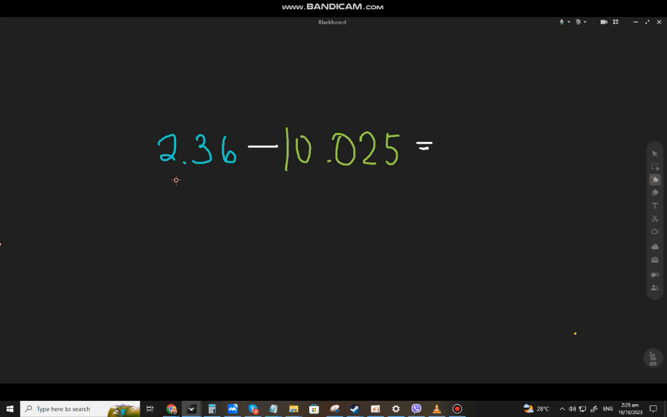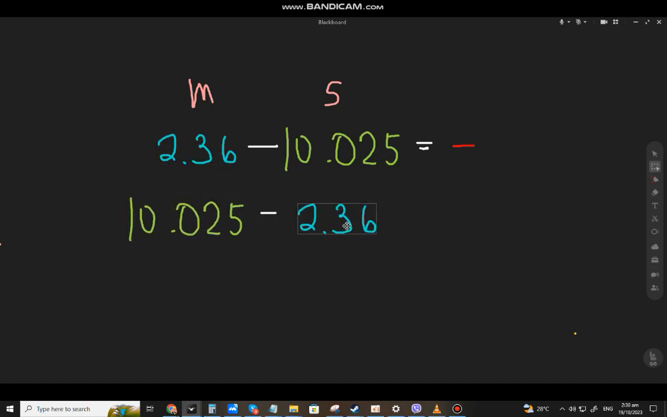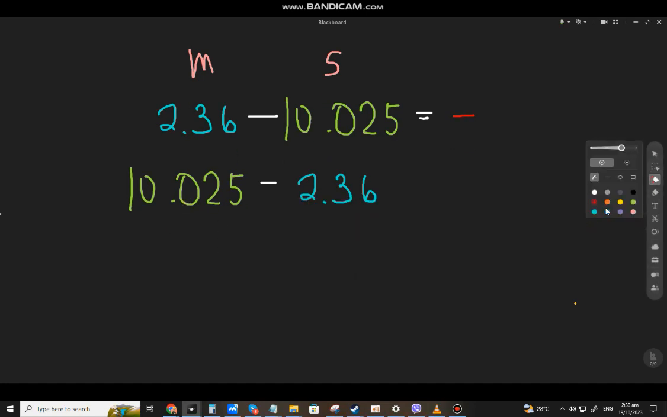2.36 minus 10.025. You may have noticed that the subtrahend, which is 10.025, is greater than the minuend. Automatically, you will get a negative answer. So I'll put the negative here already. And now let's switch it first so it will be easy to subtract. Now you just put it vertically and align the decimal point.